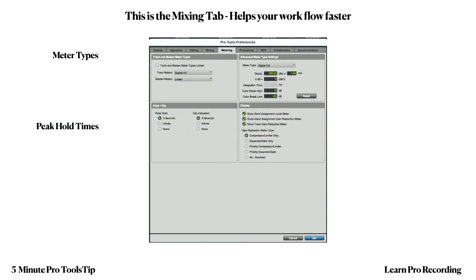This is another one of those things that you should change. This is the peak hold. That's the default. The default on the other one, which is the clip indication, is infinite. That means that you have to stop what you're doing and go clear that clip. So if you want to see a clip again, I changed mine to 3 seconds. So I see the clip for 3 seconds, and then it goes away.